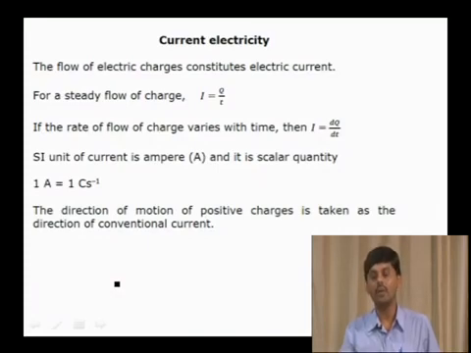See, 1 ampere, how are you going to define 1 ampere? 1 ampere is equivalent to 1 coulomb per second. The conventional direction, how are you going to take the conventional direction of current? The direction of motion of positive charges is taken as the direction of conventional current.